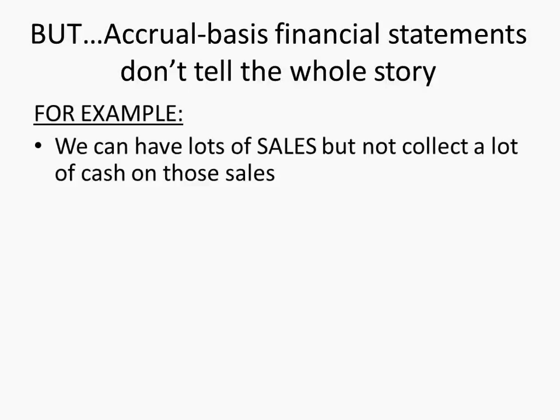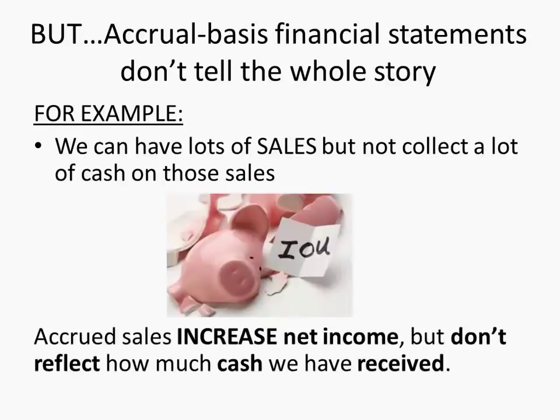So for example, we can have lots of sales but not collect a lot of cash on those sales. We could have great salespeople but not good collections people. So these accrued sales are going to increase our net income, but they're not going to reflect how much cash we've actually received. You can have many transactions that will increase your net income but have nothing to do with any cash that you've received. And this is accrual basis financial reporting. That's what it does.